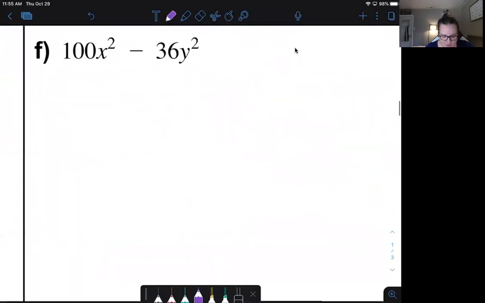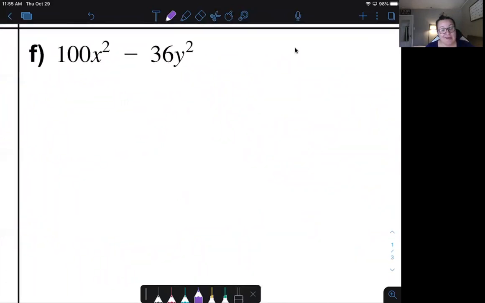Now it's your turn. Go ahead and do part F on your own. Press pause and then press play when you're ready to check your work.